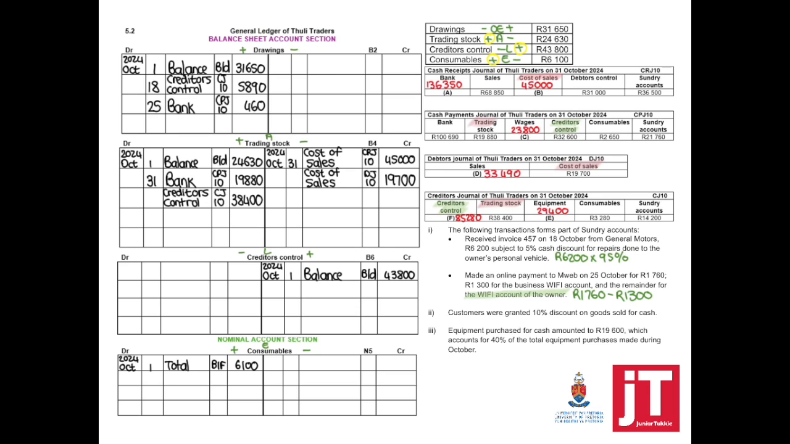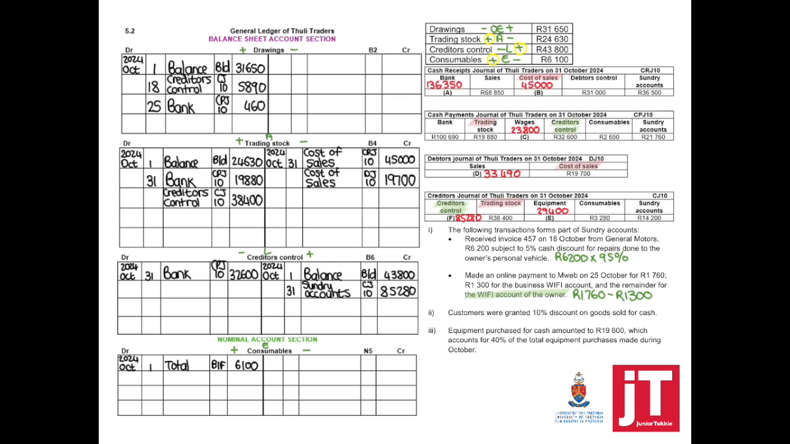If you have a look at creditors journal, it means that we bought on credit. We owe more money. Our debt will increase. So from the creditors journal, creditors control is always going to be credited, and our details is sundry accounts. From the cash payment journal, our details is bank, and the amount 32,600.